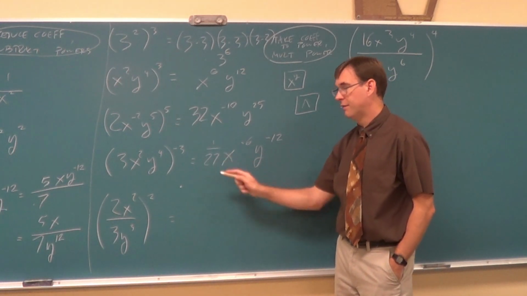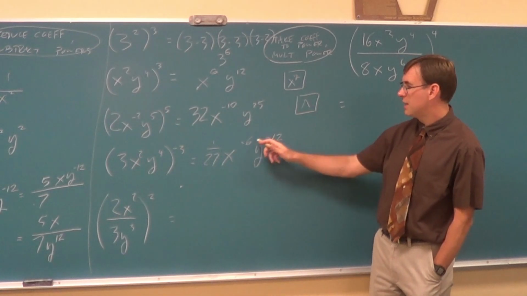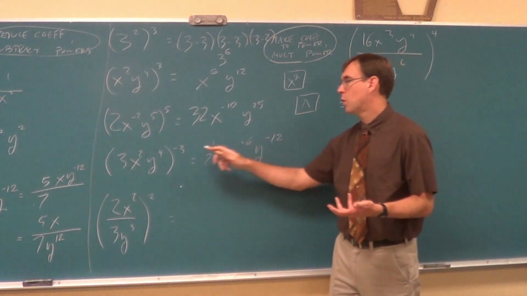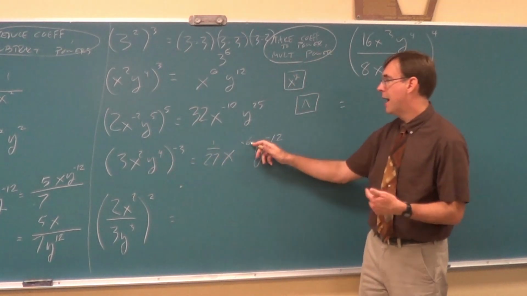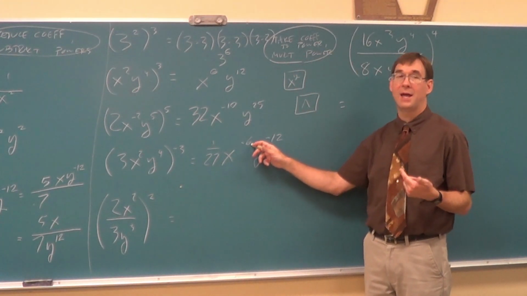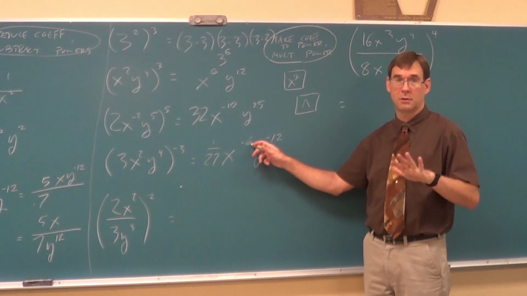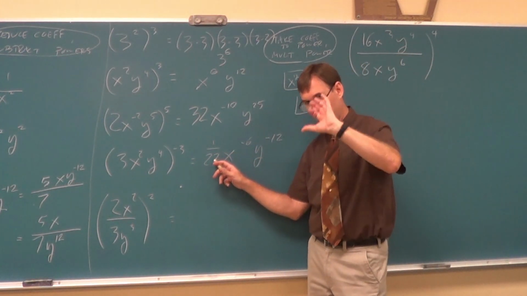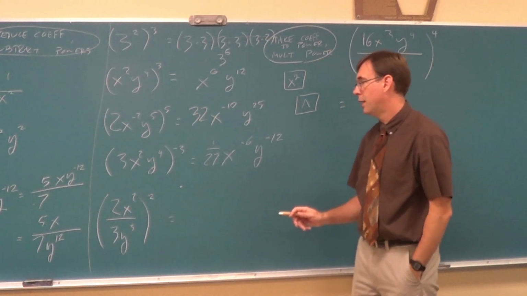1 over 27. We don't have to do anything with flipping these because we kind of already did. These were positive powers, they're now negative powers, so in a sense, they've been flipped. That took care of itself. But the coefficient, you have to manually flip it the old-fashioned way.